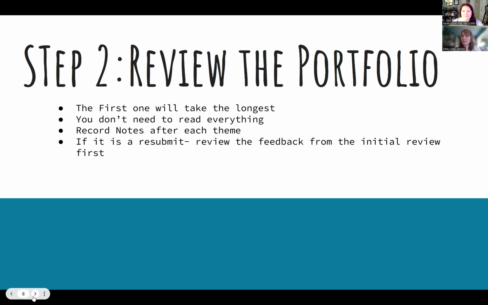If it is a resubmit, someone who has submitted their portfolio and we asked for new information, additional information, they don't need to submit everything again. So they're only submitting the new information. So it's really helpful if you review the feedback letter from the initial review before you get started. And that should be in the folder for you as you're getting started. So you know what reviewers were looking for and what they felt like was missing.